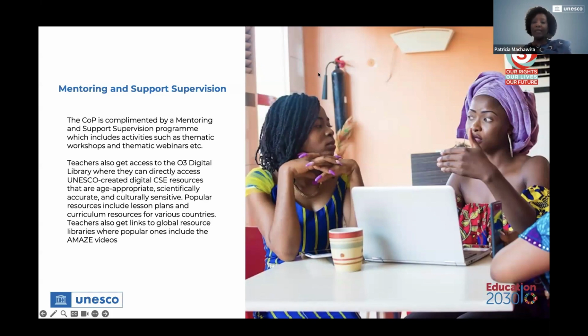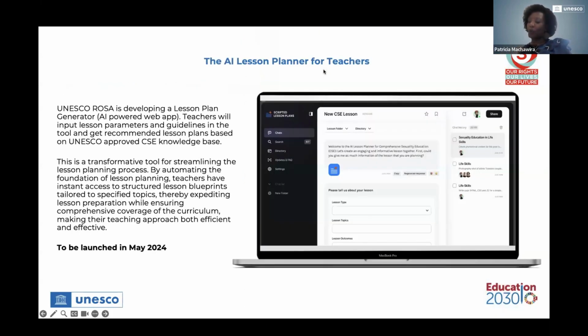So one of the plans that we have on the horizon for 2024 is to develop a lesson plan generator, which is artificial intelligence powered. Teachers will input lesson parameters and guidelines in the tool and get recommended lesson plans based on approved UNESCO international technical guidance.